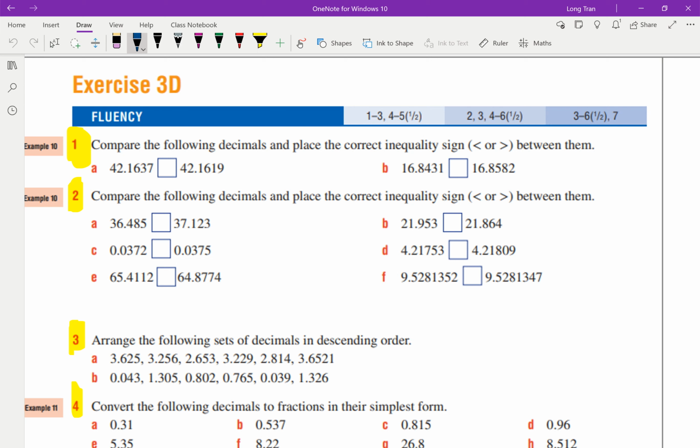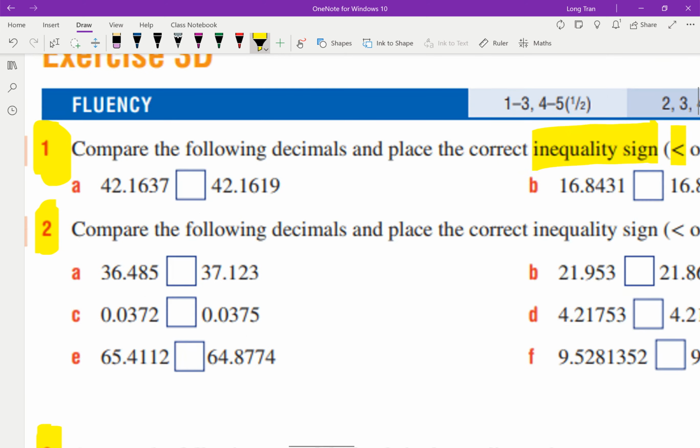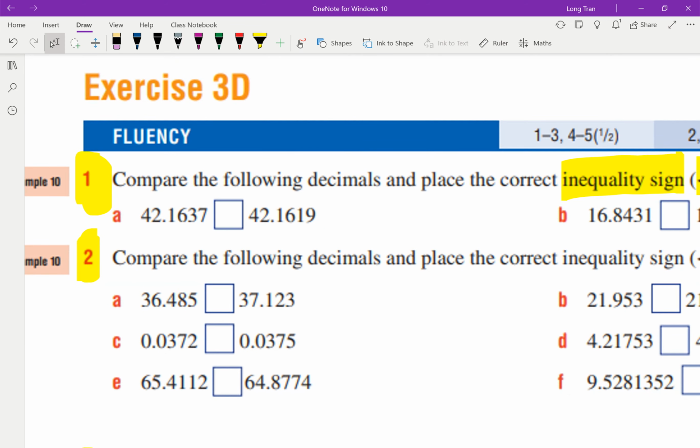You need to know how to use what they call inequality signs. So you have a less than or a greater than symbol. Now we always read from left to right. So when you use them, we always ask, is this number on the left greater than or less than the number on the right? Okay, so let's have a look at the numbers here. We've got 42.1637 and we have 42.1619.